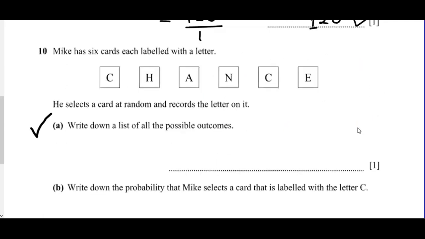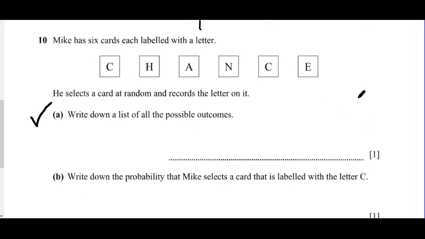Question number 10. Mike has 6 cards, each labeled with a letter. Okay, there are 6 cards here, and each card is labeled with a letter. We have the first card here, which is labeled with letter C, and the second card is labeled H. The third card is labeled A, and so on until the last card, which is labeled E. Now the question is, Mike selects a card at random and records the letter on it. Write down a list of all possible outcomes.